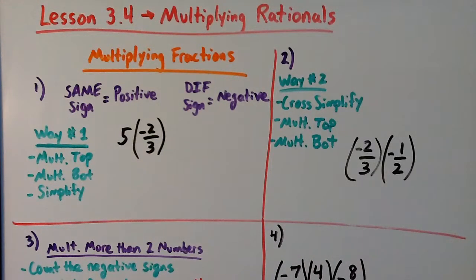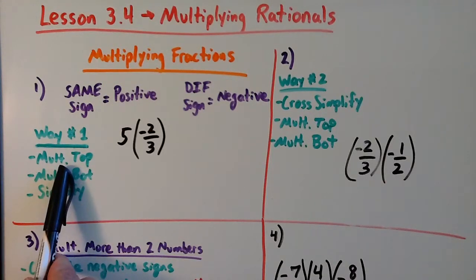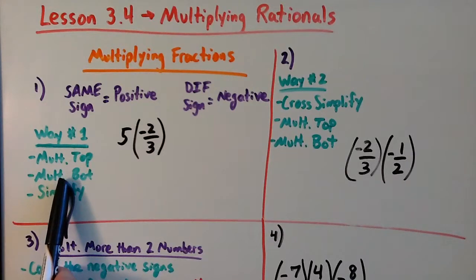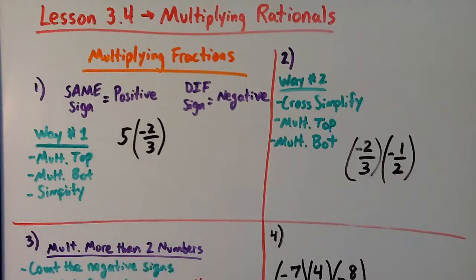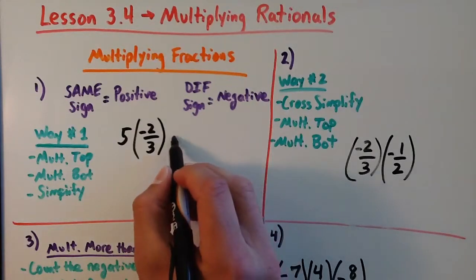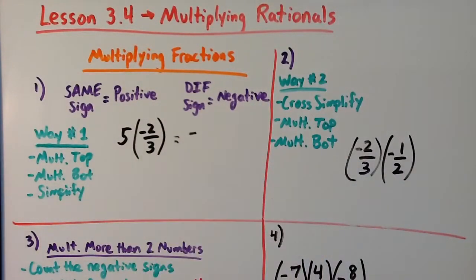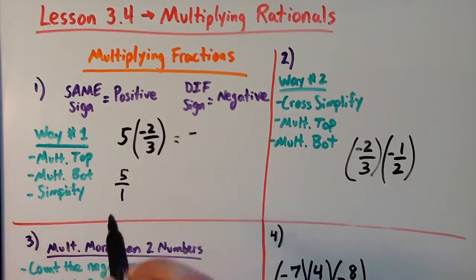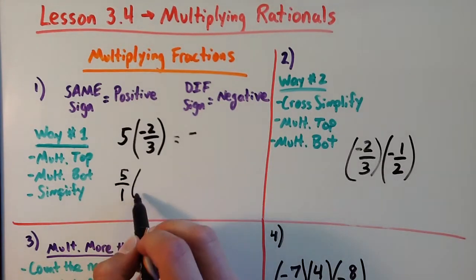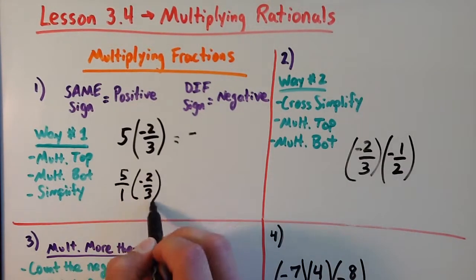There are two ways we can think about multiplying fractions. The first way, we can multiply the numerators, or the top numbers, multiply the bottom numbers, or the denominators, and then simplify if possible. Here in example number 1, 5 times negative 2/3. I can see that I'm multiplying numbers with different signs, and so I know my answer is going to be negative, right? It's going to be negative something. Now to multiply these fractions, let's write 5 as a fraction, so put it over 1, 5 over 1, times negative 2/3. So let's do this the first way.